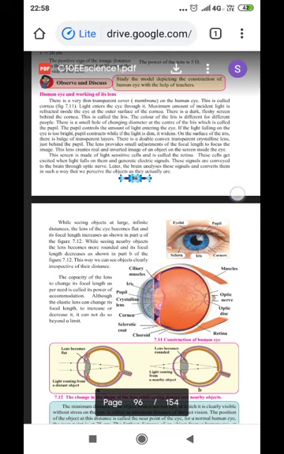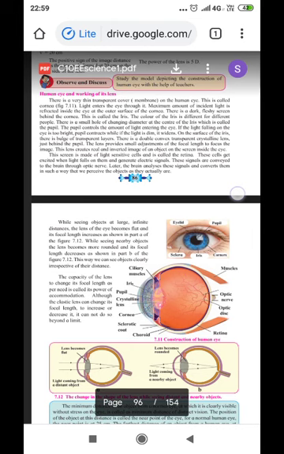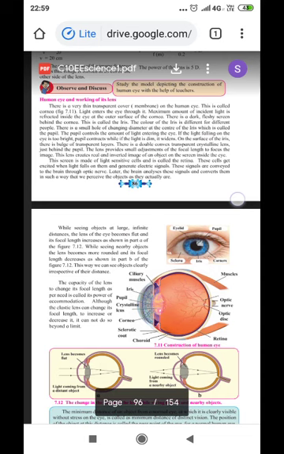Then below the cornea, there is a dark fleshy screen behind the cornea. This is called the iris. The color of the iris is different for different persons. It depends upon the person, and the color may vary. Sometimes it is very dark, in some cases it is gray, in some cases brown. So that will vary from person to person.